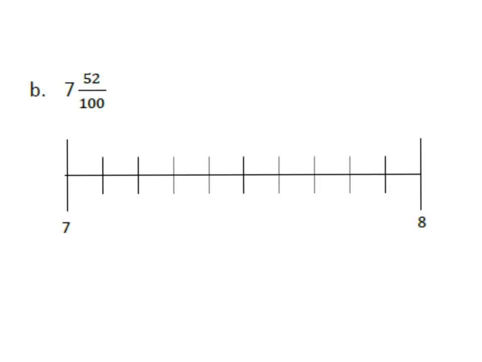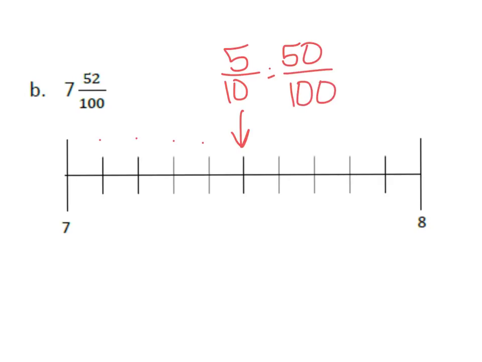Look at letter B. Go ahead and represent 7 and 52 hundredths on the number line. Pause the video while you work and replay when you are ready. So we are going to count for this one 5/10, which is right here. And we know that that is equal to 50 hundredths. We have 52, so we're a little bit close, not yet halfway there.